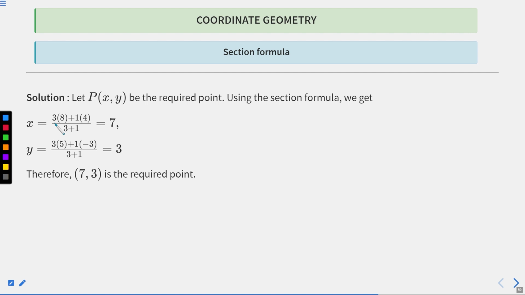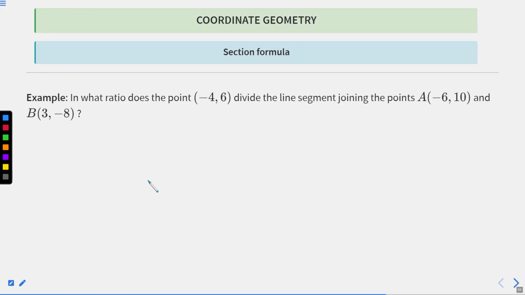So here first we let P (x, y) be the required point. Okay, and now if we use the section formula, then we get the value of x is equal to (3 into 8 plus 1 into 4) divided by (3 plus 1). This is equal to 7. Okay, and the value of y is equal to (3 into 5 plus 1 into -3) divided by (3 plus 1), and this is equal to 3. Okay, so therefore the coordinates of P are (7, 3). So (7, 3) is the required point. Okay, so now let us see the next example.